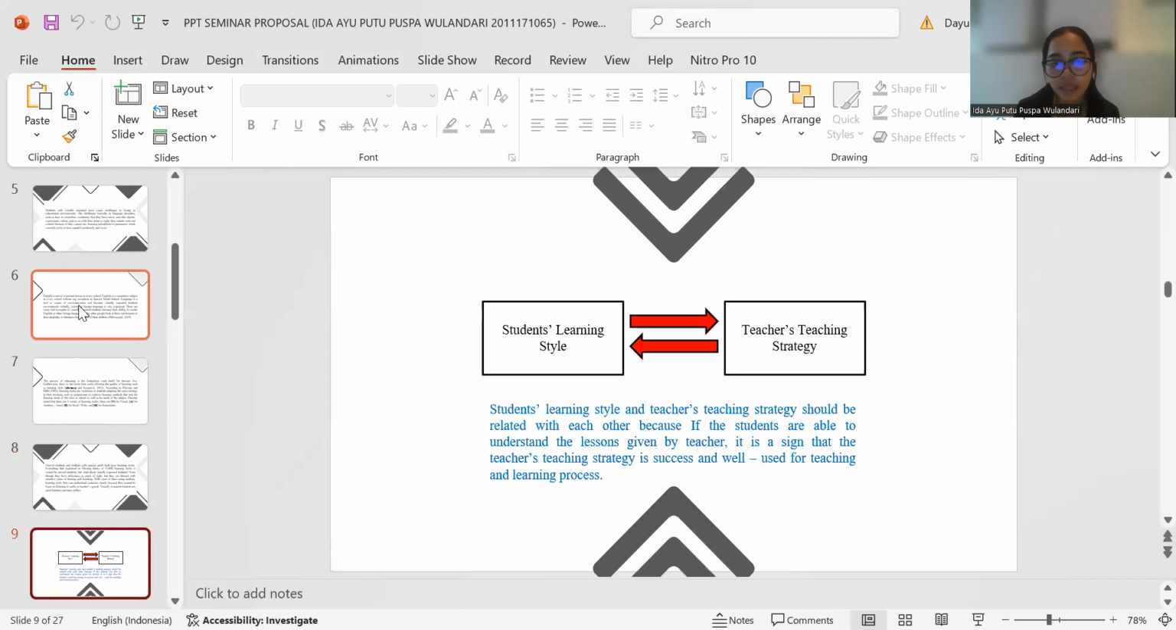All right, ladies and gentlemen, this is about the relation between students' learning style and teachers' teaching strategy. As you can see on the slide, they are related to each other and support each other. Students' learning style and teachers' teaching strategy should be related, because if the students are able to understand the lesson given by the teacher, it is a sign that the teacher's teaching strategy is successful and well used for the teaching and learning process.